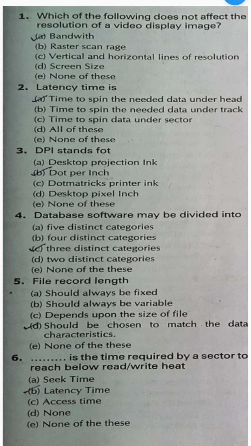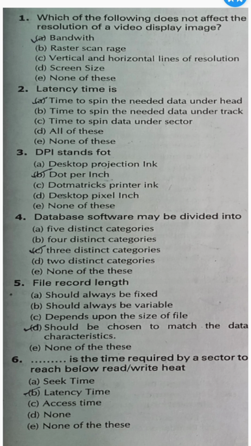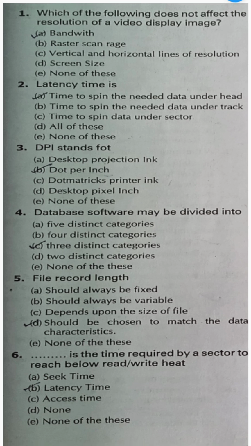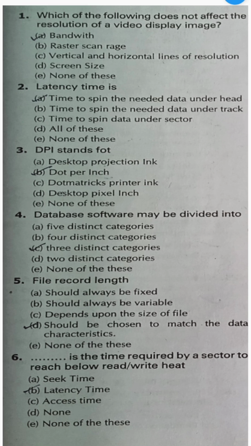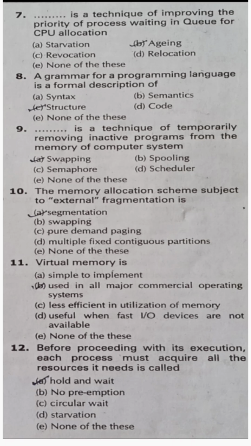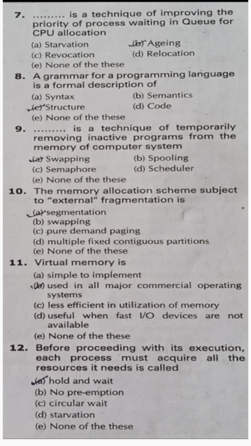5. File record length D. Should be chosen to match the data characteristics. 6. Is the time required by a sector to reach below the read/write head B. Latency time. 7. Is a technique of improving the priority of processes waiting in queue for CPU allocation B. Aging. 8. A grammar for a programming language is a formal description of C. Structure.